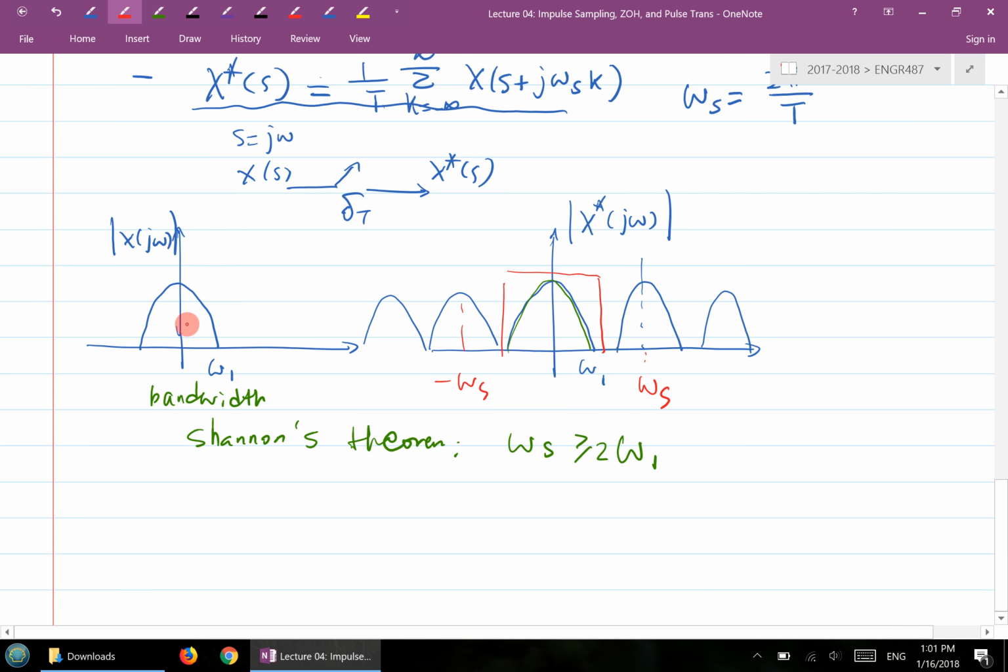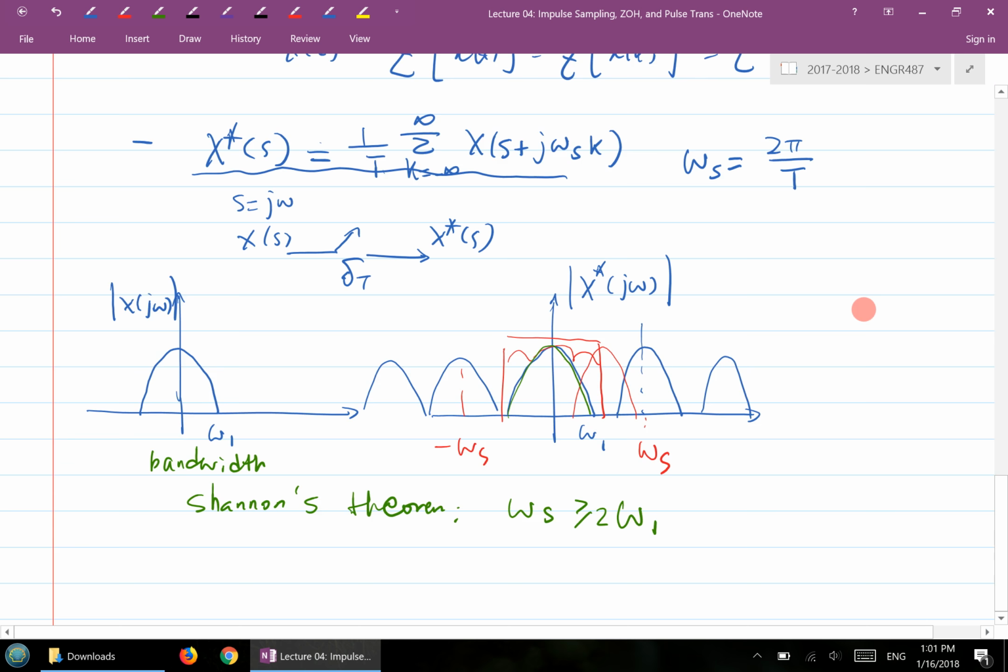Okay. But if your omega s is less than 2 omega 1, that's basically the overlap phenomenon, right? Then you have basically something here, here, and then you apply low pass. That's not exactly the same as the previous frequency response anymore, right? So you can't do that anymore. Okay, yeah. So this is an important part. Just this simple expression in here.